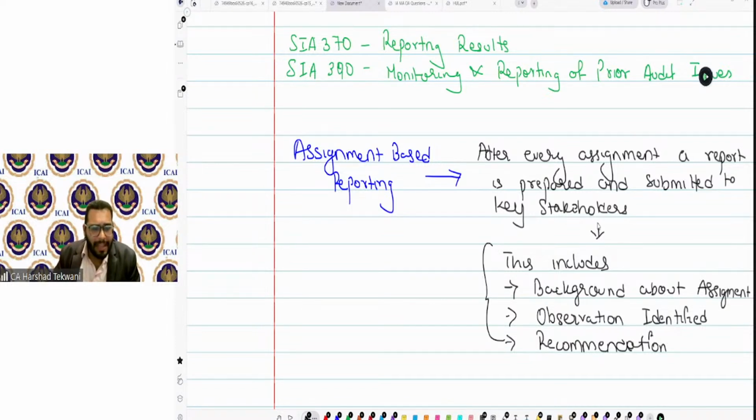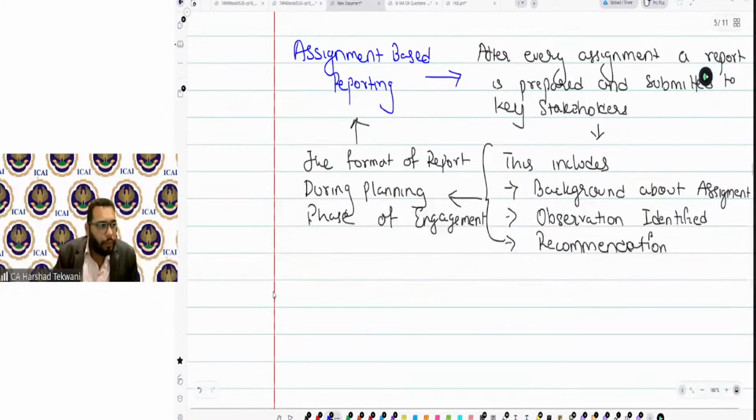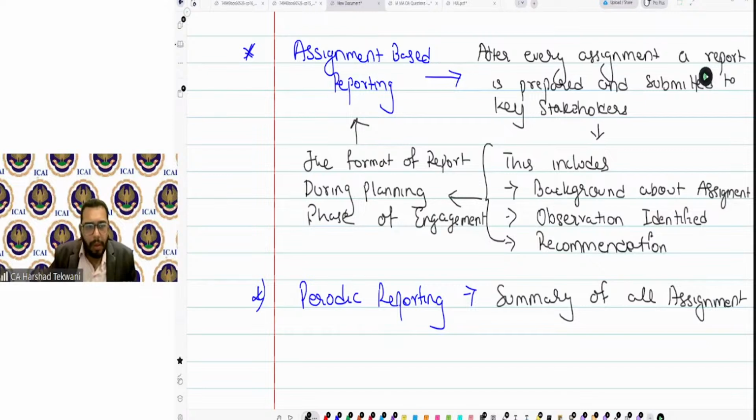Basically, everything is decided during the planning phase. The format of the report is finalized during the planning phase of the engagement or assignment. Now, once assignment based reporting is done, on a quarterly or periodic basis, a periodic reporting is done. What is periodic reporting? It is nothing but a summary of all assignment based reporting.